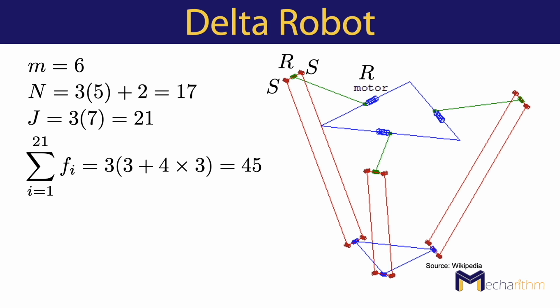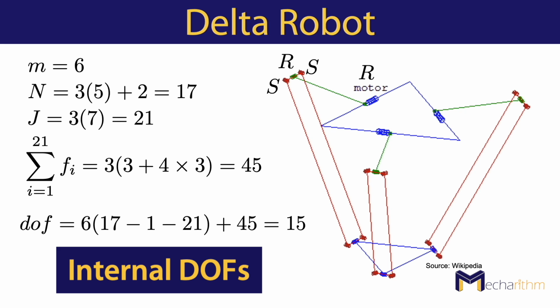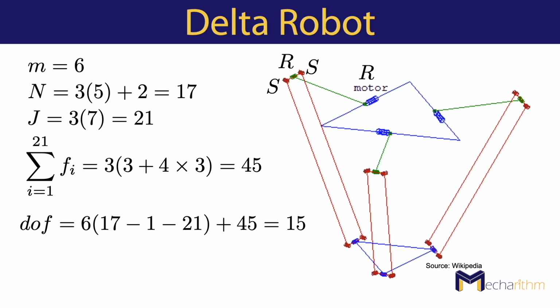And the sum of the degrees of freedom of the joints is 45 because each leg has 15 degrees of freedom. So using Grübler's formula, we can find that the delta robot has 15 degrees of freedom. But of these 15 degrees of freedom, 12 are related to torsion of the 12 links because of being connected to the spherical joints. These degrees of freedom are called internal degrees of freedom. Only 3 are visible at the end effector and the moving platform. Delta robot acts as an XYZ Cartesian positioning device.